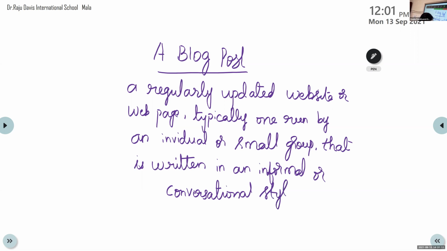Conversational style. So what are we dealing with? We are dealing with the workbook, worksheet 2. And what is the name of worksheet 2? It is a blog post. And what is the meaning of a blog? It is a regularly updated website or web page, typically one run by an individual or small group, that is written in an informal or conversational style. We have different kinds of blogs. We have fashion blog, food blog, travel blog, etc. You might have come across these kinds of blogs.